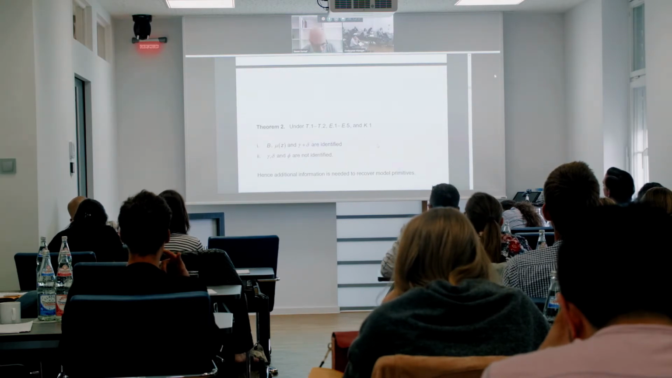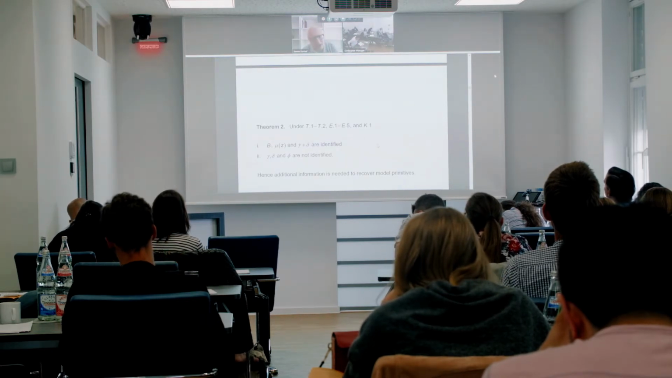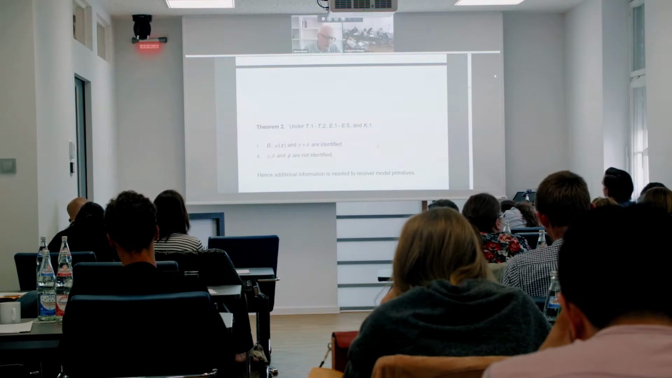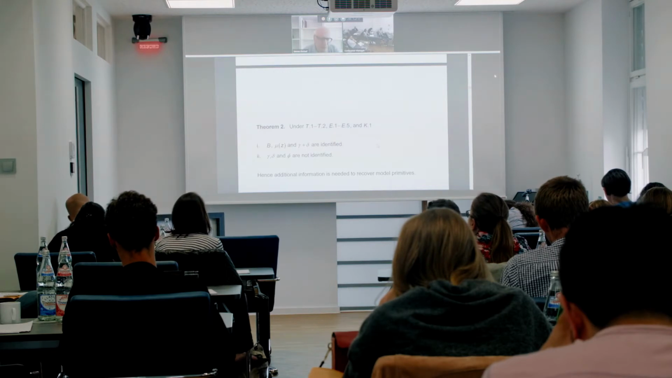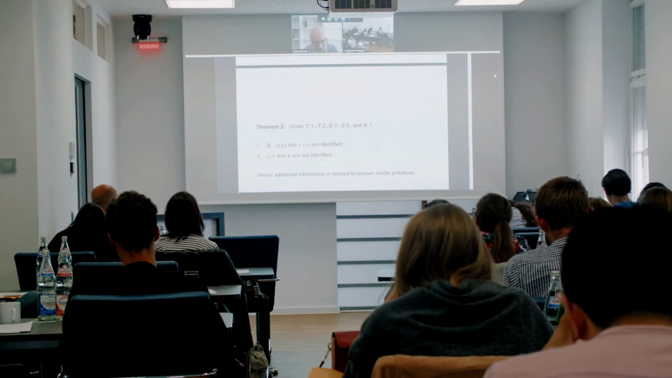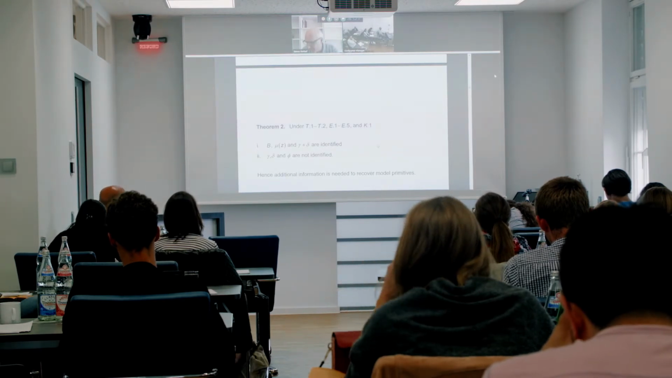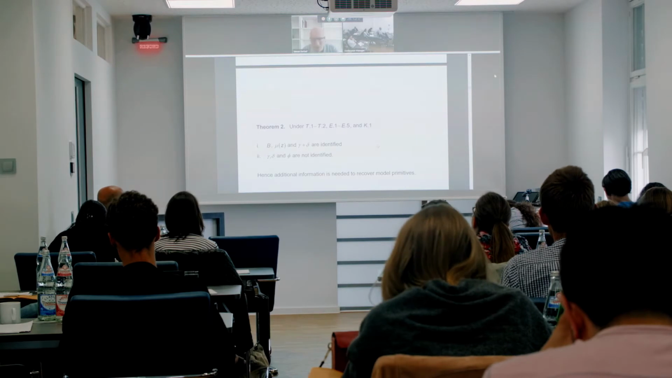But remember, I want more than that. I want to know about the individual effect, which is gamma. I want to know about the contextual effect, which is delta. And I want to know about the endogenous effect, which is phi. And what the theorem says is that they are not identified.